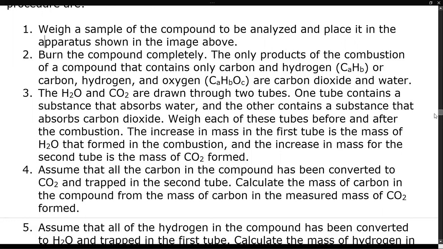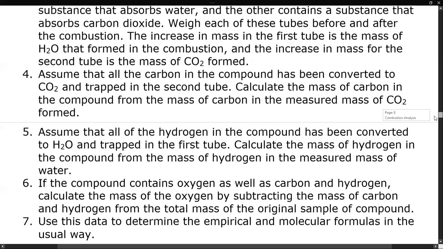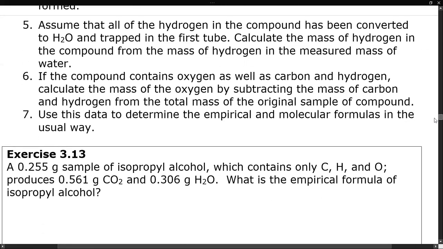If you assume all the carbon forms CO2 in bullet point 4, and all the hydrogen in bullet point 5 becomes trapped in water, then we can calculate the mass of each of those from the mass of the carbon dioxide and water. But you can't do that with oxygen because I'm inletting excess oxygen, and I can't say all the oxygen in the compound is from the oxygen goes into the carbon dioxide and the water. So if it contains oxygen, then you're going to have to calculate its mass by subtraction after you get the mass of the carbon and the hydrogen.